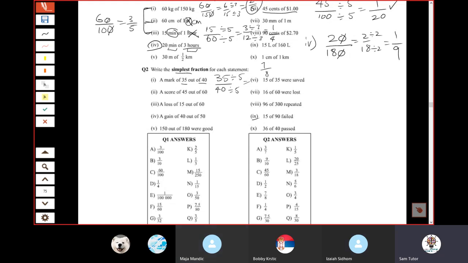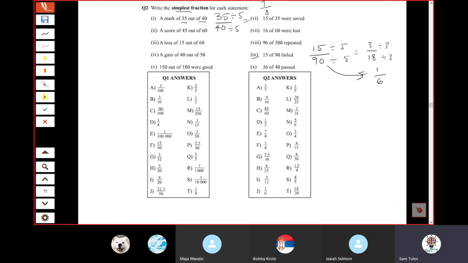Let's do this one. IX, you got 15 of 90 failed, so that's 15 over 90. Divide them both by 15. I like it. If you can't see straight away that it's going to be 15, you could have done 5, which becomes 3 over 18, and then you can divide them both by 3. So the answer becomes 1 over 6. But if you realize it is 15 from the beginning, then you would have got 1 over 6 straight away.